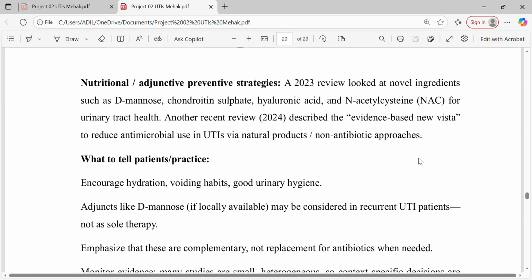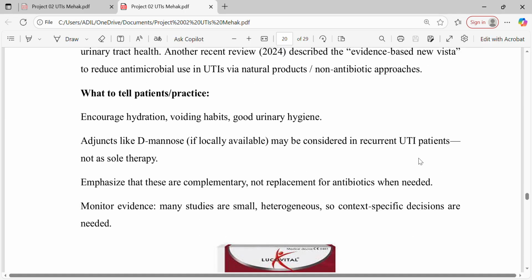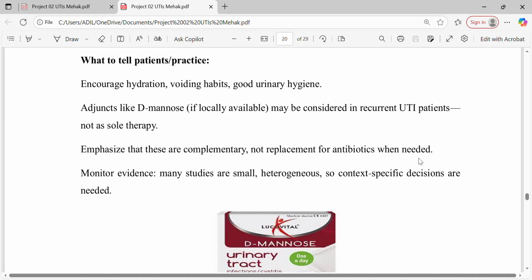What to tell patients in practice? Encourage hydration, avoiding habits, and good urinary hygiene. Agents like D-mannose, if locally available, may be considered in recurrent UTI patients, not as sole therapy. Emphasize that these are complementary, not a replacement for antibiotics when needed. Monitor evidence; many studies are small and heterogeneous, so context-specific decisions are needed.